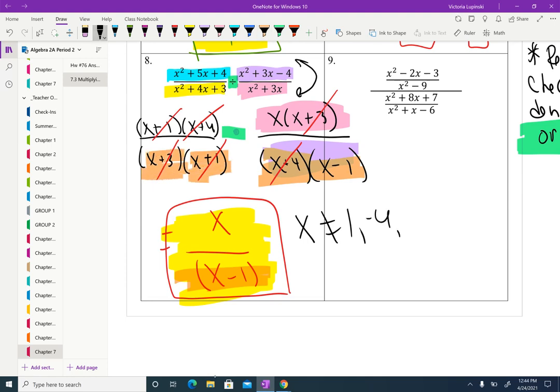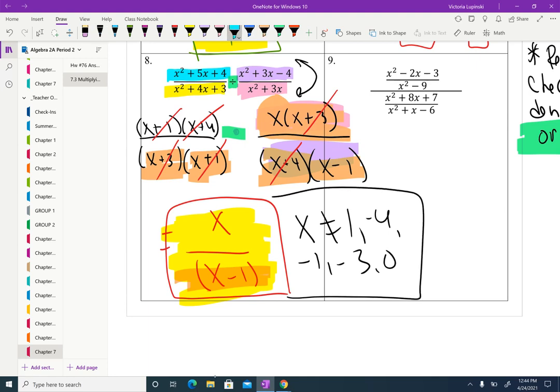So -4, -1, -3. And then again, you have to check before you flipped it, which means you have to check this numerator as well. The -3 is already taken care of. So all I have to worry about is that lonely little x, which means I'm going to have to restrict 0 as well.